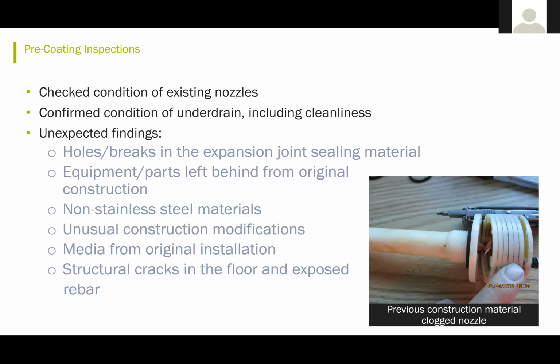They found wood used in the forming in the underdrain section, as well as rags and wire left over from wire ties. Some of the materials, like the angle iron that had been installed around the perimeter, they found out was carbon steel rather than stainless steel. That was one of the unusual construction modifications they also found. And then, as indicated, the media didn't meet the original installation requirements, and they found a number of structural cracks in the floor and exposed rebar.